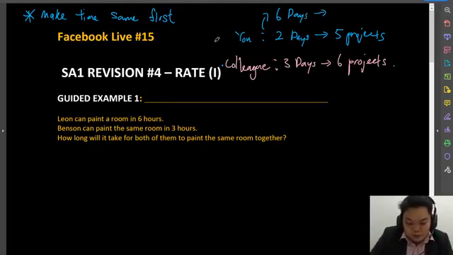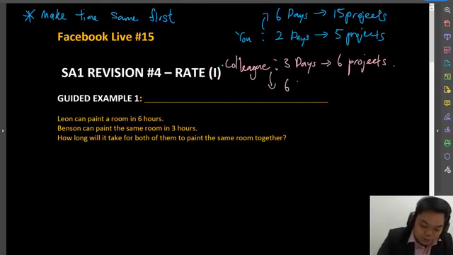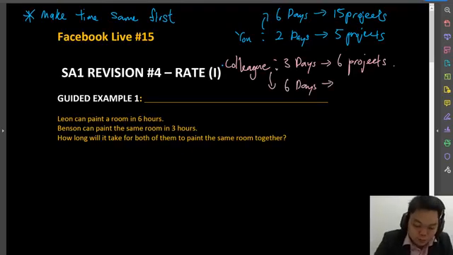So assuming your rate of work, your productivity is still fixed throughout, you would be able to clear 15 projects in 6 days. Whereas if your colleague works for 6 days straight with that same productivity, he would only be able to clear 12 projects.